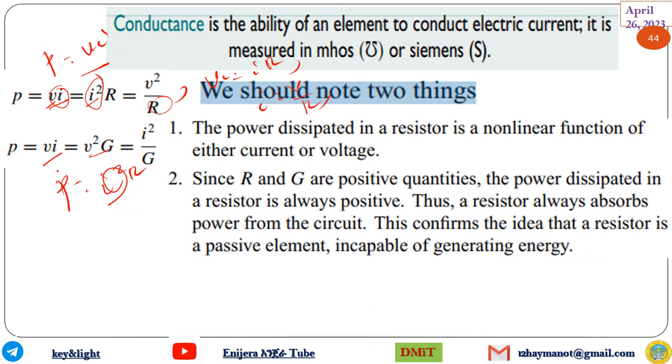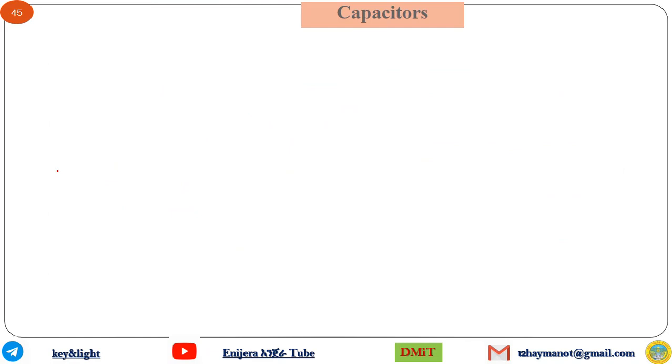We should note that the power dissipated in a resistor is a nonlinear function of either current or voltage. Since the resistance and conductance are positive quantities, the power dissipated in a resistor is always positive. A resistor always absorbs power from the circuit. This confirms the idea that a resistor is a passive element incapable of generating energy.